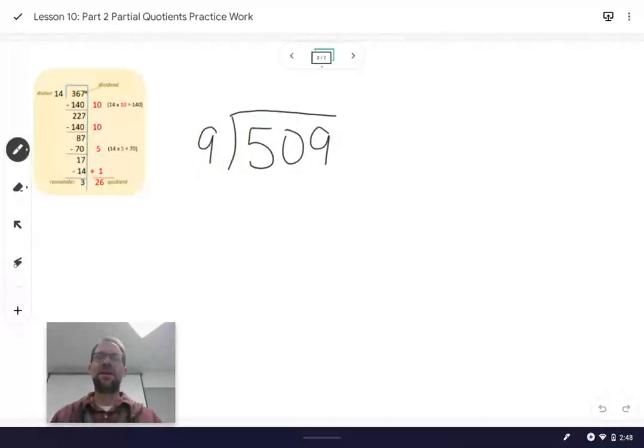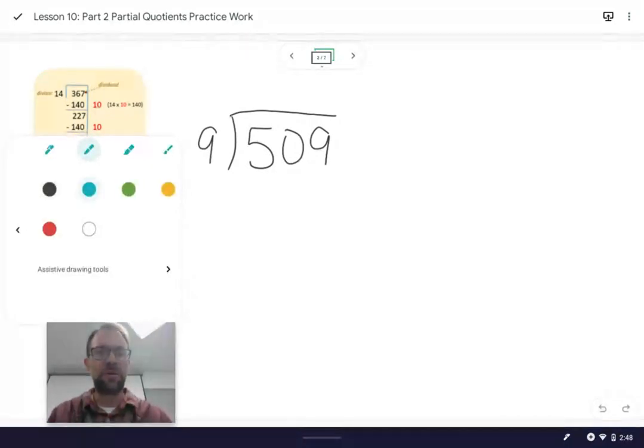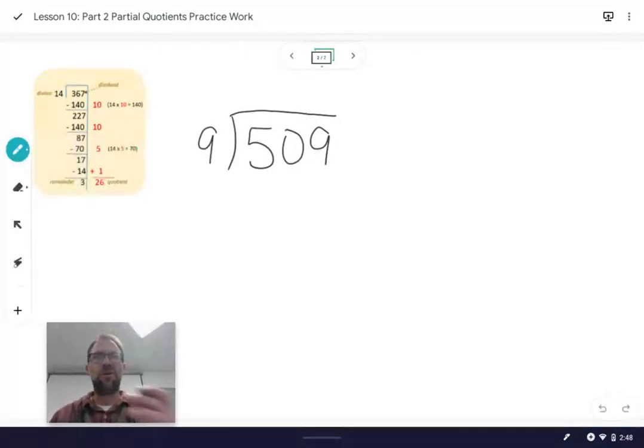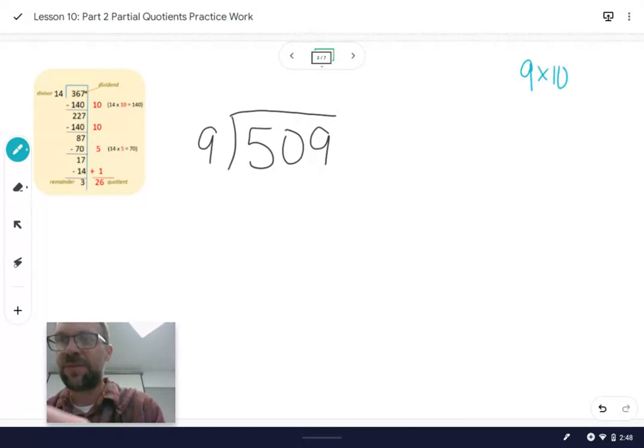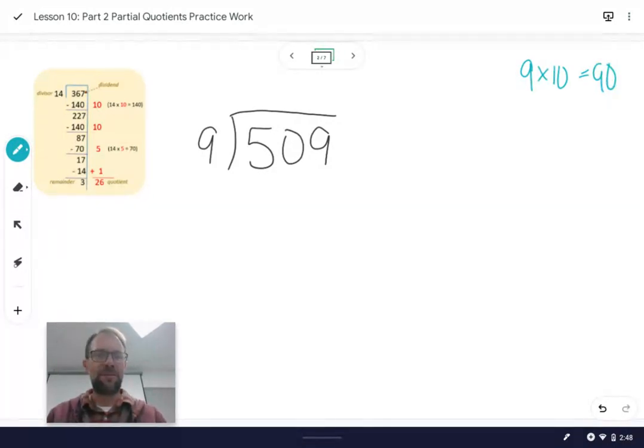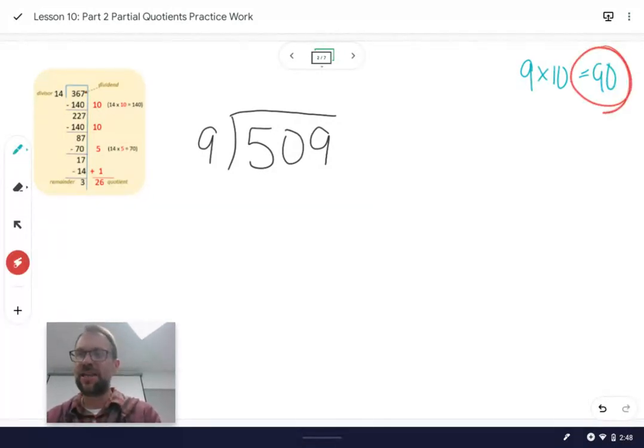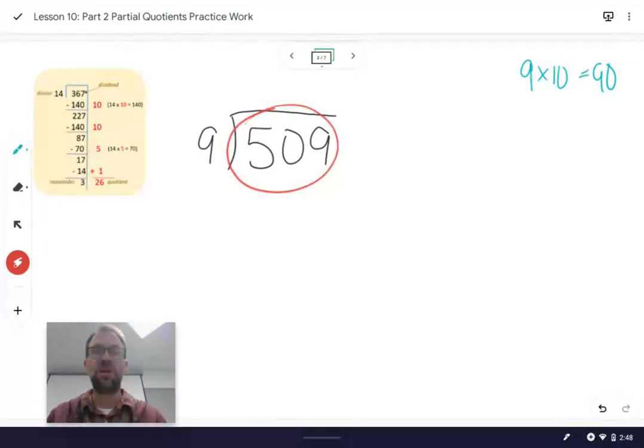I like to think of groups that are easy to work with in my head. And one such group is 10. So when I have a problem like this, I ask, what would 10 groups of 9 be? And so that looks like this, 9 times 10, 10 groups of 9. And that would be 90. There is 90. I could pull 9 groups of 10 out of this 509.